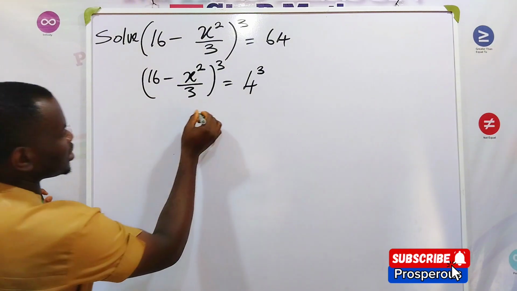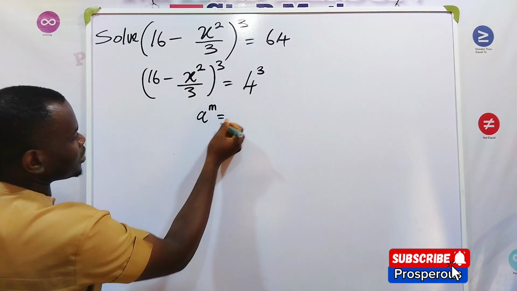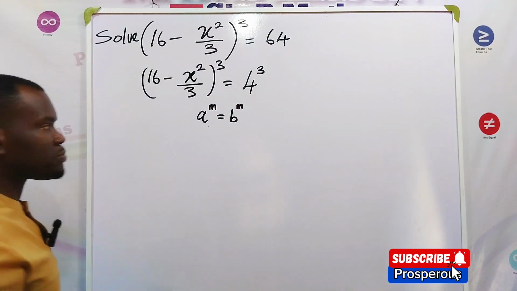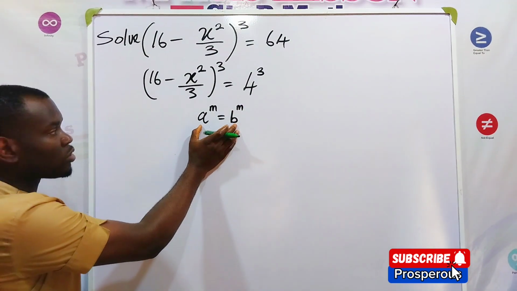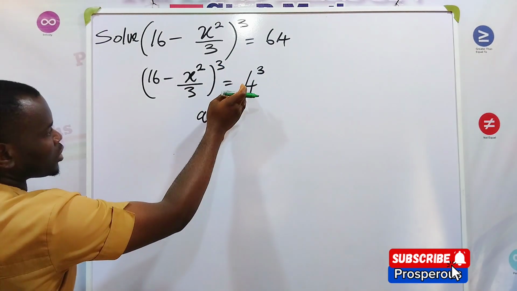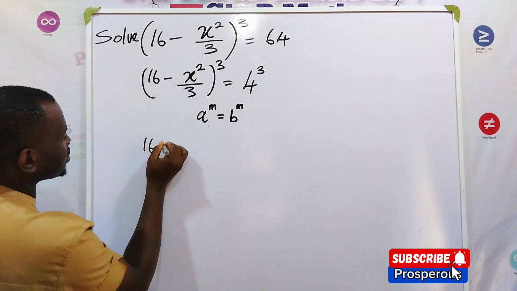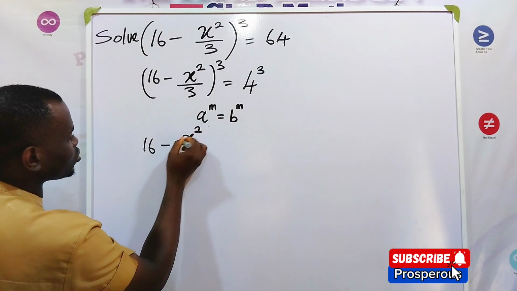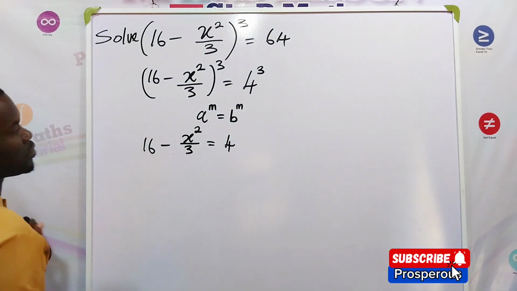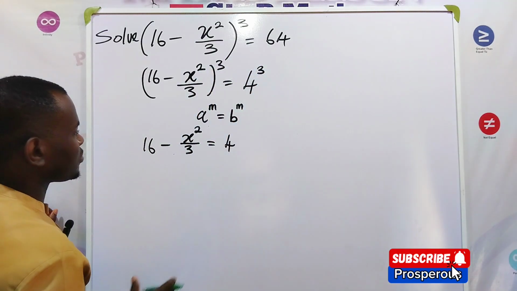And indices says that if you have an equation that has the same power, a raised to the power m equals b raised to the power m, what it means is that the bases are also equal since the powers are equal, right? So since the powers are equal, we can equate their bases and continue with their bases. So we'll be having 16 minus x raised to the power 2 over 3 equals 4. We don't have need for the powers again.